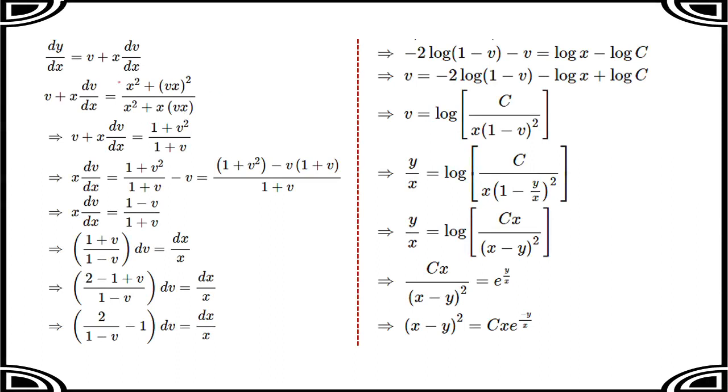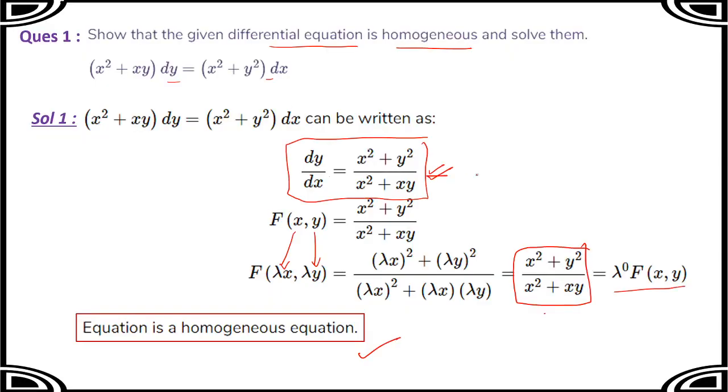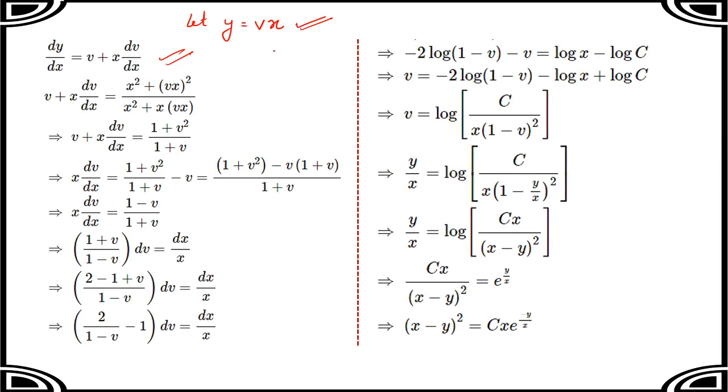Now for the solution, what we have to do? We have to assume y = vx, and then differentiate on both sides. dy/dx = v + x dv/dx. Now we input this value and this value in the given equation. It was basically the given equation only, we just rearranged it. So instead of dy/dx, we will write v + x dv/dx. And on the right side, instead of y, we will write vx.